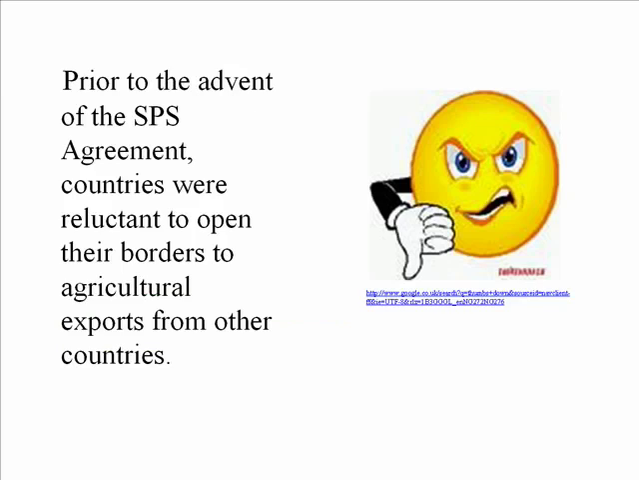All aspects of agricultural trade between and within nations are subject to WTO SPS regulations. Prior to the advent of the SPS agreement, countries were reluctant to open their borders to agricultural exports from other countries, especially where such commodities were suspected of being infested with pests. By laying down regulations that address such genuine concerns, the SPS agreement has proved to be a great enhancement to international trade.